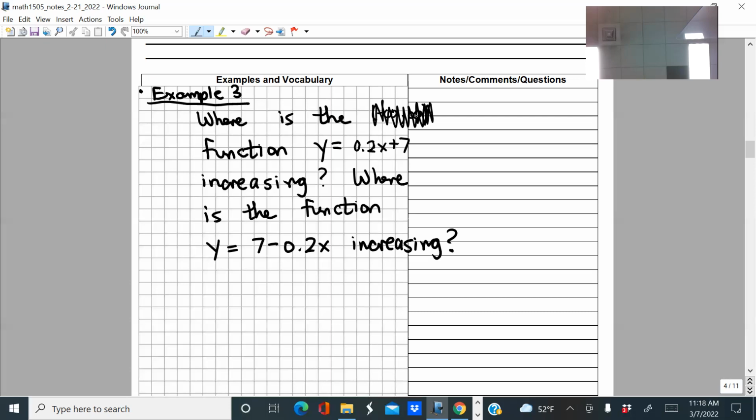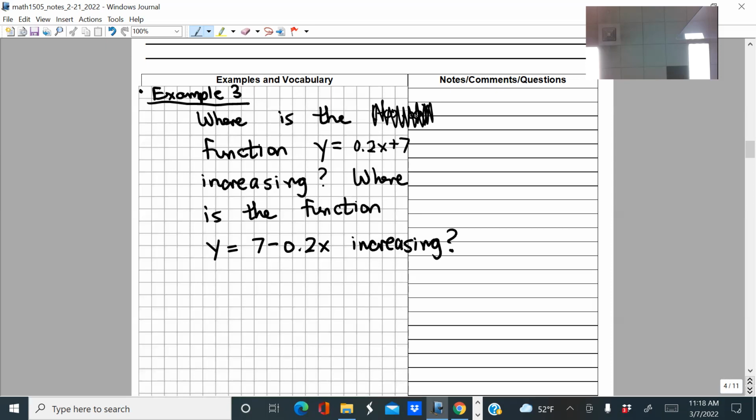Has that confused you? Zoom people, y'all scared to answer me? All right, well, let's try it in the classroom then. So who has a bright idea to answer that question here in the classroom? Where is y equals 0.2x plus 7? Where would that be increasing?